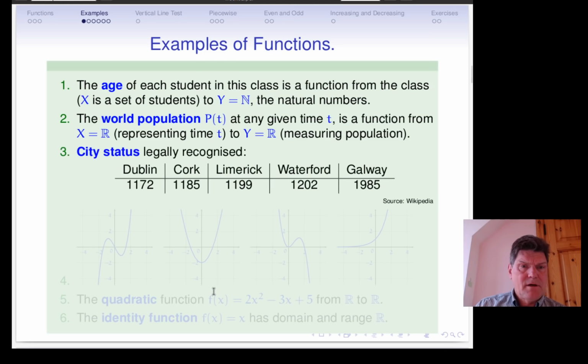The third example is a list which I found on the Wikipedia. It's a list of years in which city status has been legally recognized to the cities in Ireland, starting with Dublin in 1172, Cork 1185, Limerick 1199, Waterford 1202, and last on the list is Galway 1985.